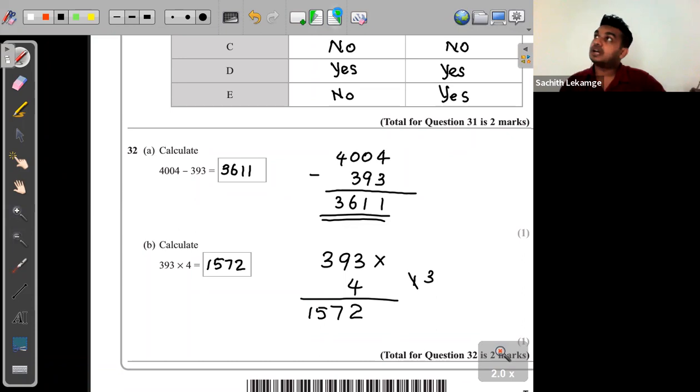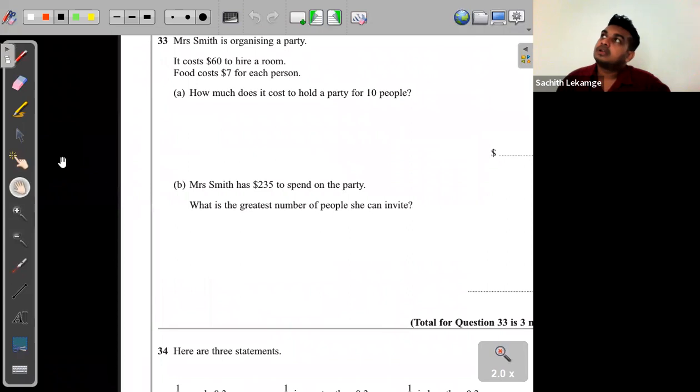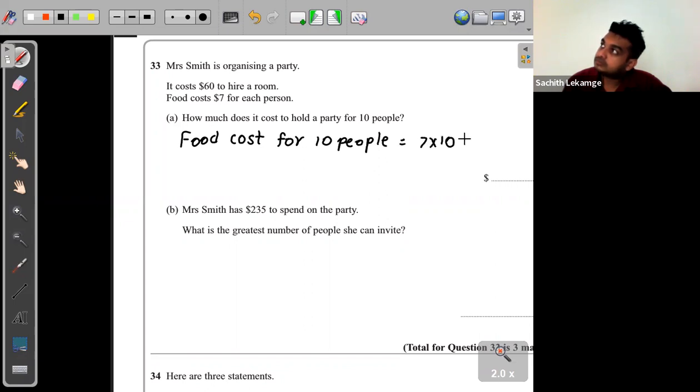It's easy. Last two questions, actually. A and B. Organizing a party. $60 to hire the room. Food costs $7 for each person. But the room charge we need to pay separately.